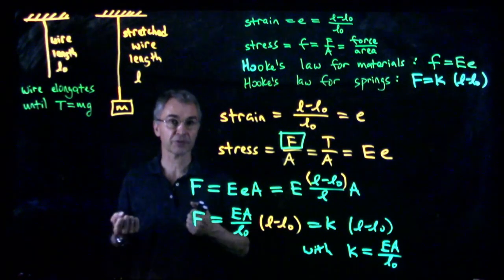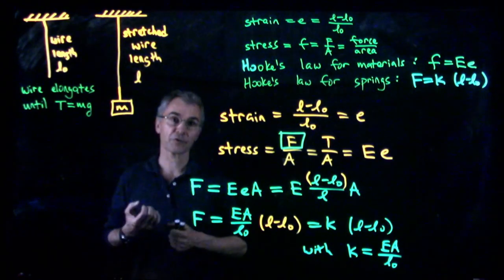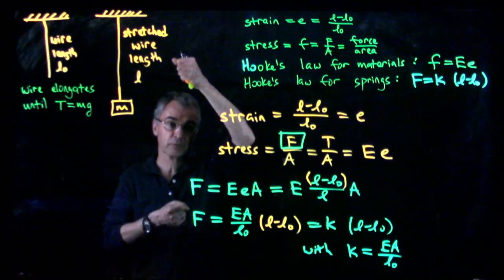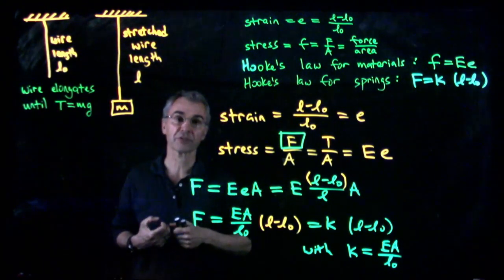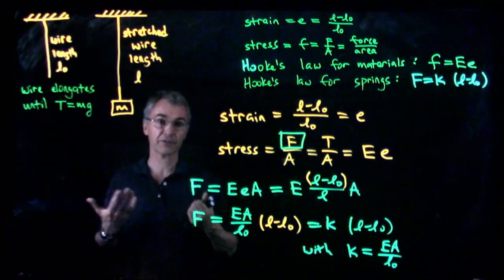If we use a less stiff material like rubber, we'll get a less stiff spring. The spring constant is proportional to the cross-sectional area. So if we use a 1 centimeter thick steel wire, we'll get a stiffer spring than if we use a 1 millimeter thick steel wire. And the spring constant is inversely proportional to the length of this chunk of material.